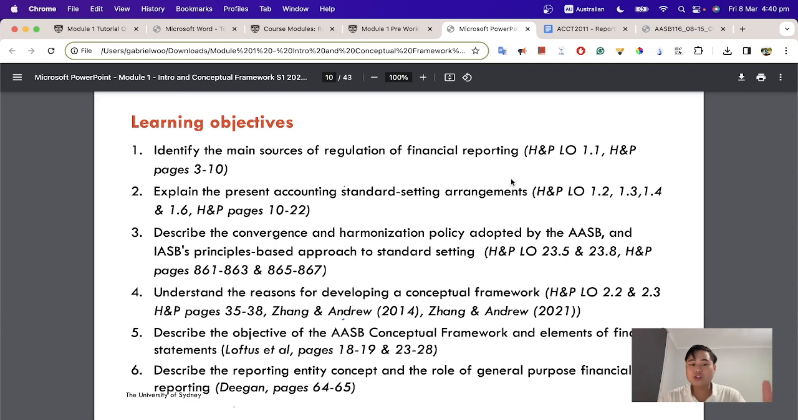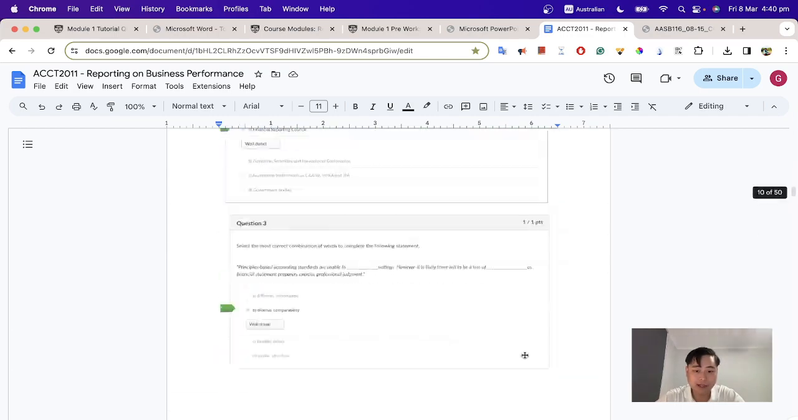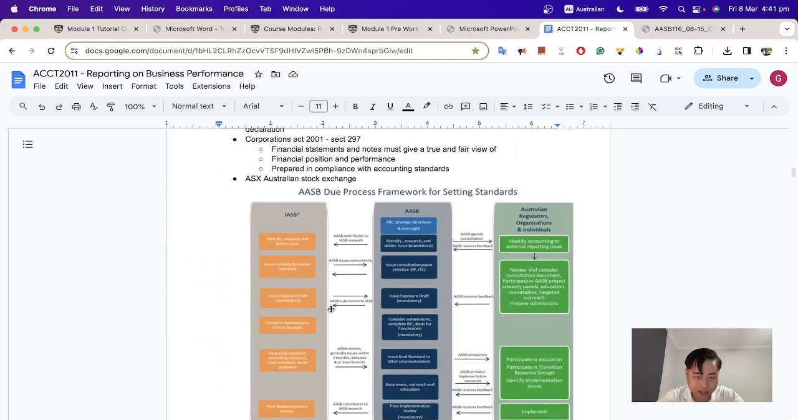Okay, so major sources of regulations of financial reporting, whether that be government authorities such as the AASB, the IASB, the IFRS, or public company listing requirements set out by the ASX. We're going to talk about the present accounting standards setting arrangement. So how are new accounting standards set, or how are old accounting standards revised? What is the relationship between the AASB, IASB, FASB in the US, and ASX? And where does the conceptual framework come in? Okay, so there's a process. We can see here there is a process of communication when it comes to the setting of accounting standards.